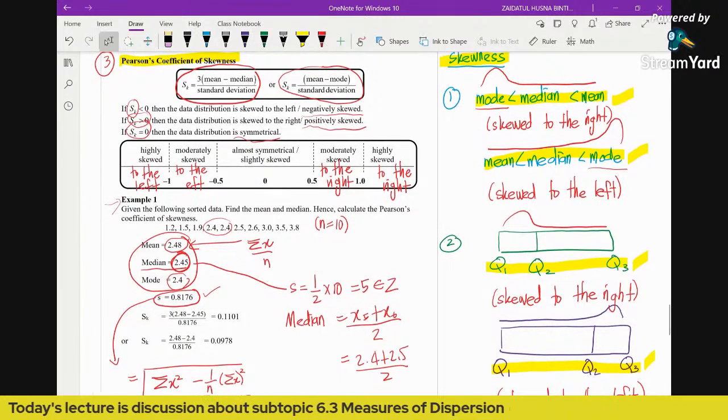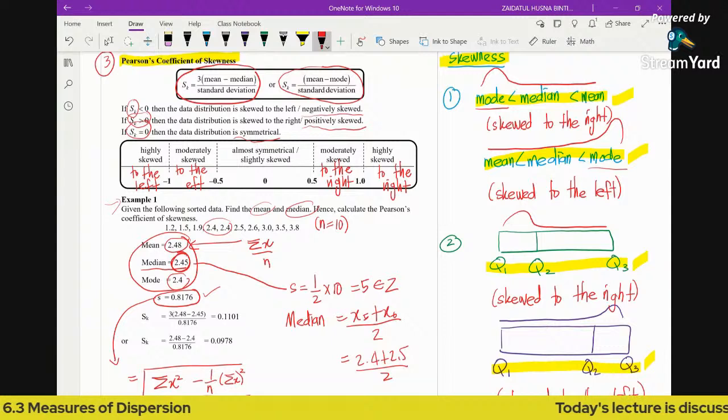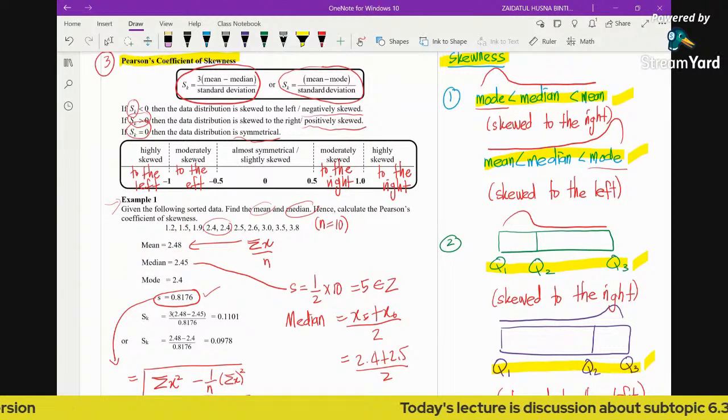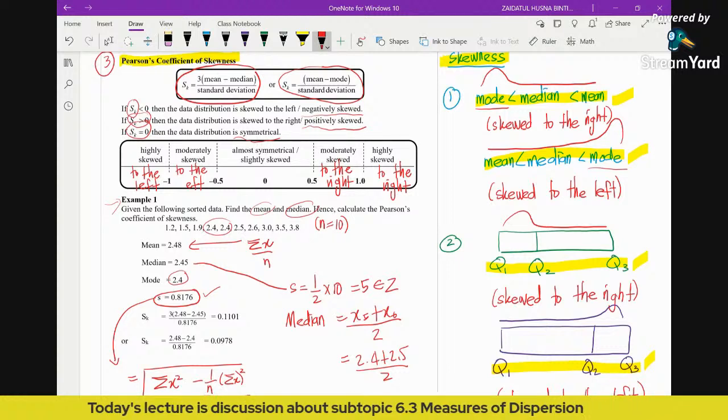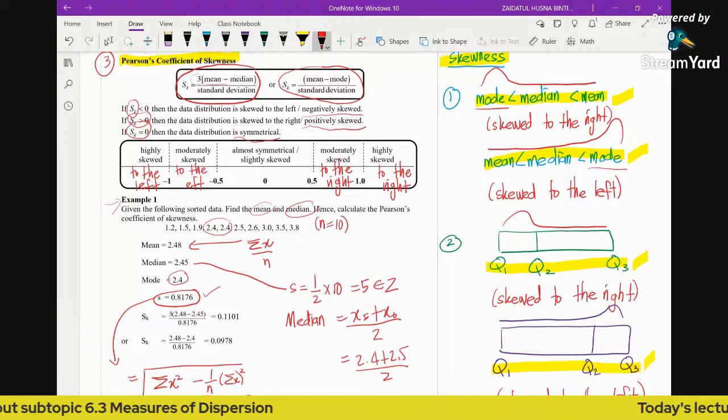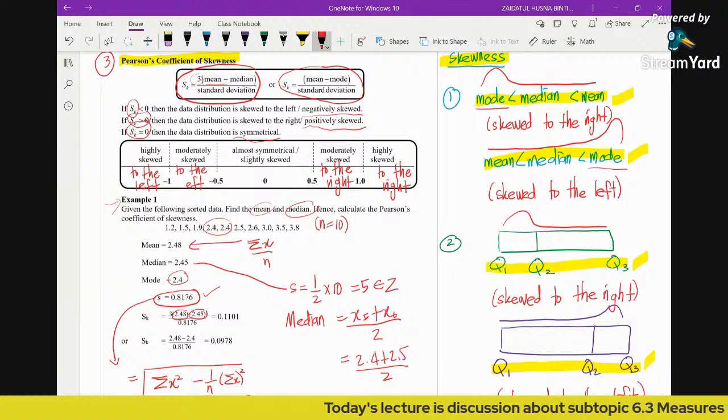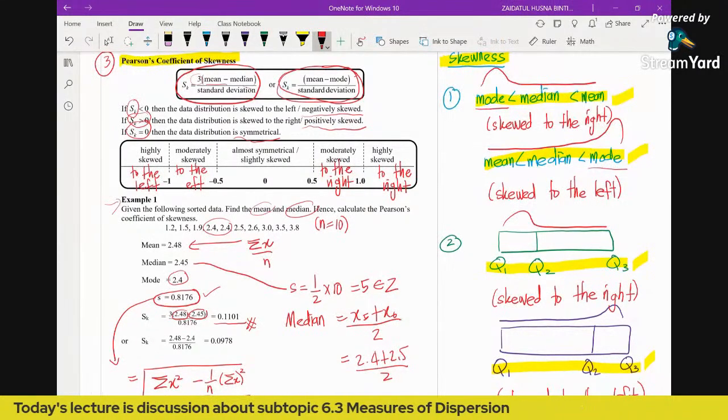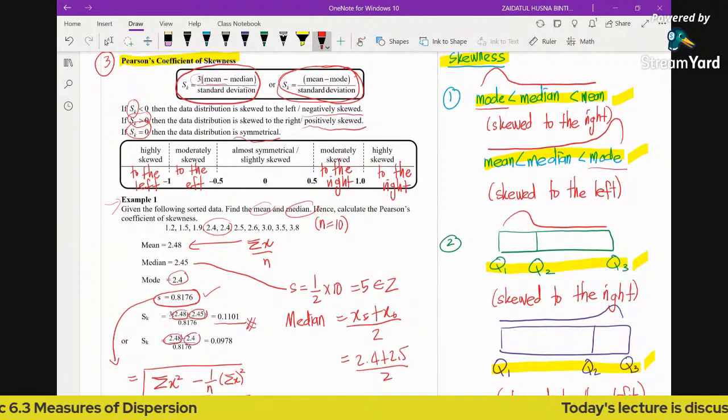Even though the question only asks us to find mean and median, because the mode can be obtained directly from the data, we just find the value. Now you can see that the Pearson's coefficient of skewness can be obtained using two different formulas. First is 3 times mean minus median. Our mean is 2.48, our median is 2.45, and you divide by the standard deviation. So this is the Pearson's coefficient of skewness. Or, using the second formula, mean minus mode divided by standard deviation. So this is our mean, and our mode is 2.4, divided by standard deviation. So this is the answer.